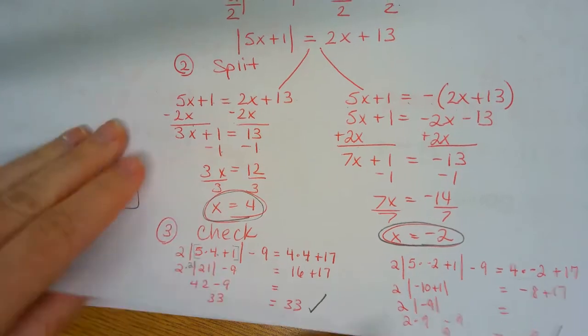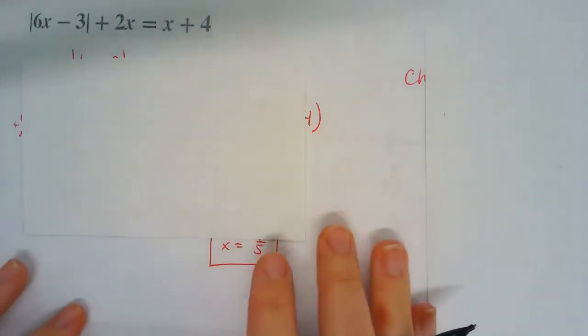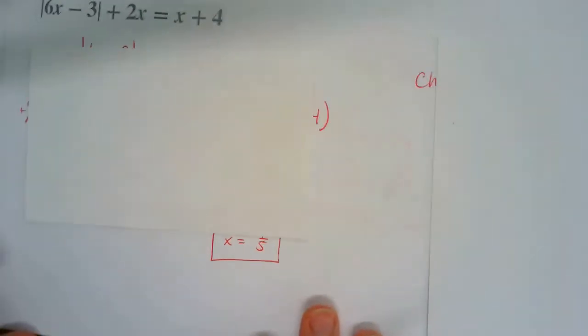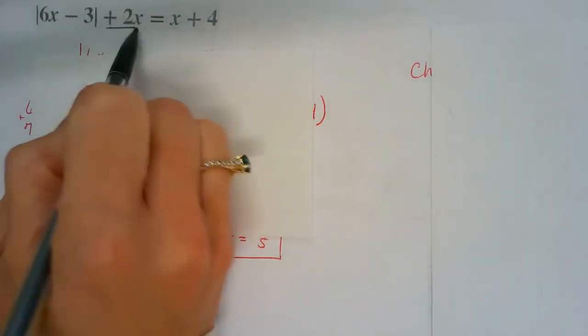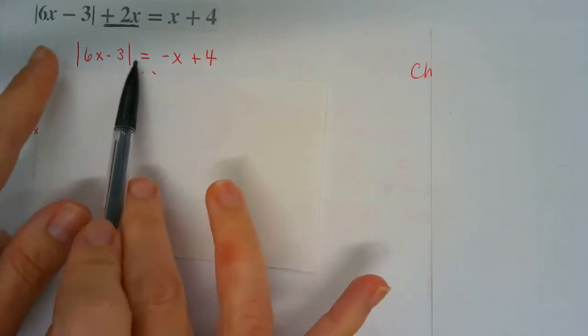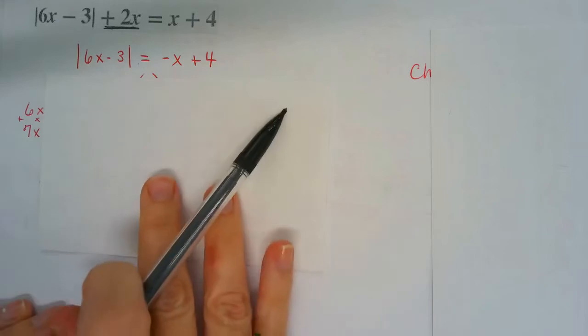All right, pause the video and try the got it question. So in the got it question, you should be isolating the absolute value symbol. So that means you would want to get rid of that plus 2x first. So you should be minusing that 2x over. Now that there is nothing on the outside here, you can go ahead and split it into two cases.